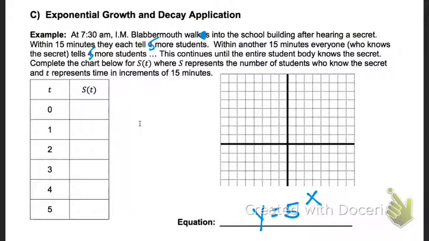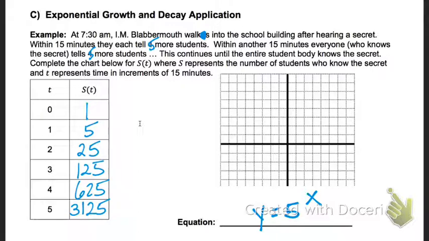Okay. Work in progress. So 5 to the 0 power means that one person knows at time 0. 15 minutes pass by. They tell 5 people. So how many people know? 5. And the next one's 25. 125. 625. Oh gosh, 3125.